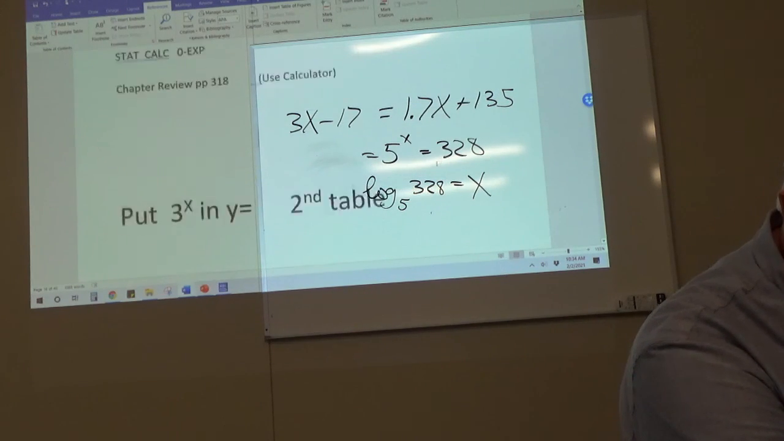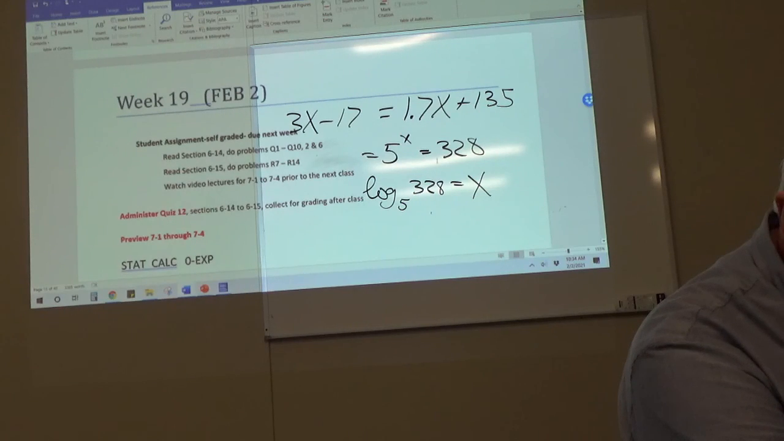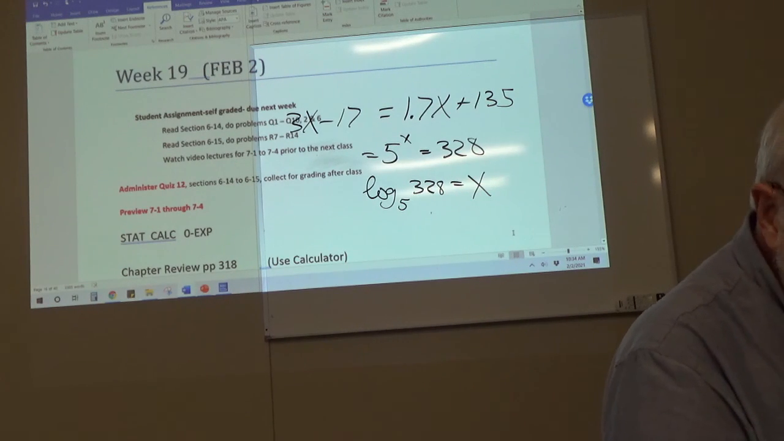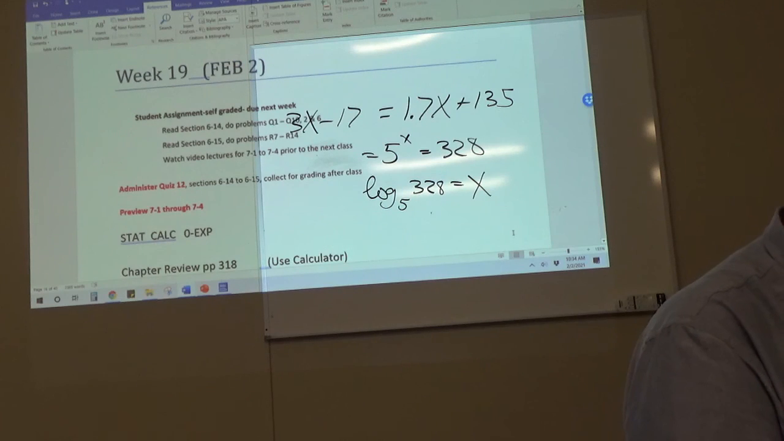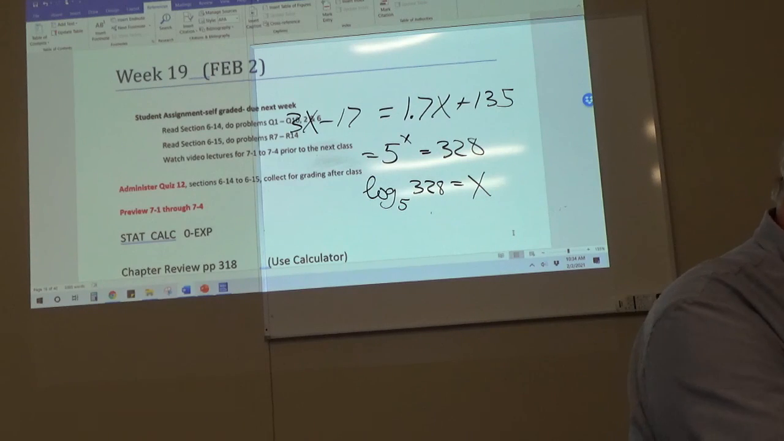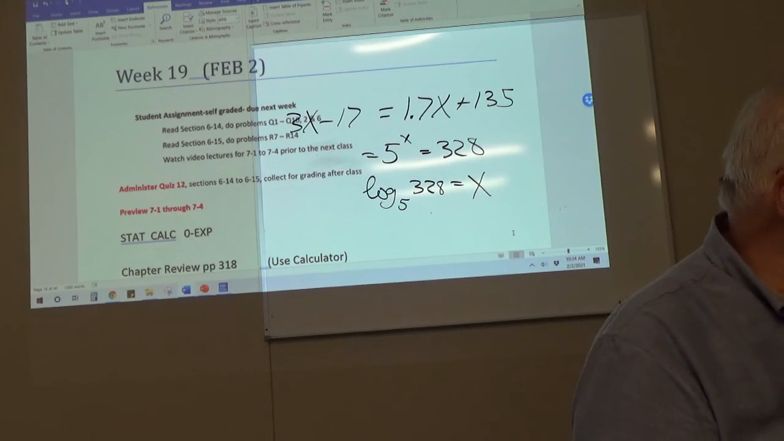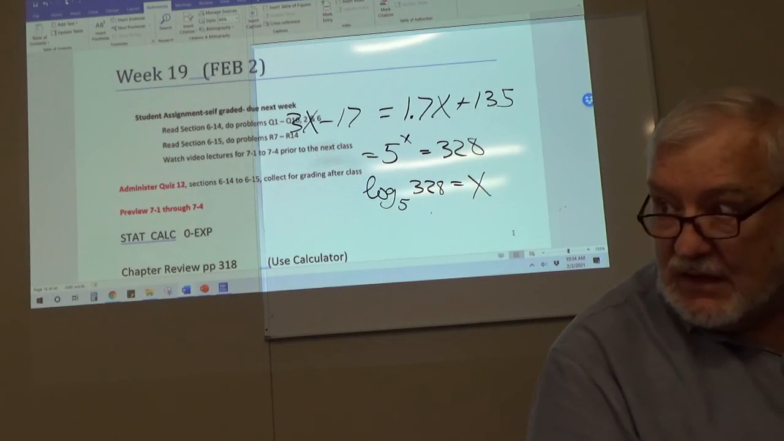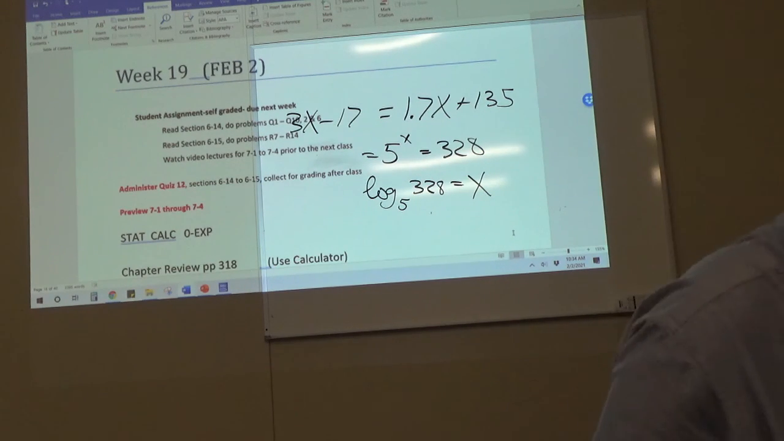So the work that you're going to do, notice that you're supposed to do R7 through R14, plus 2 and 6, and use your stat button for problems 2 and 6. Get used to using that.